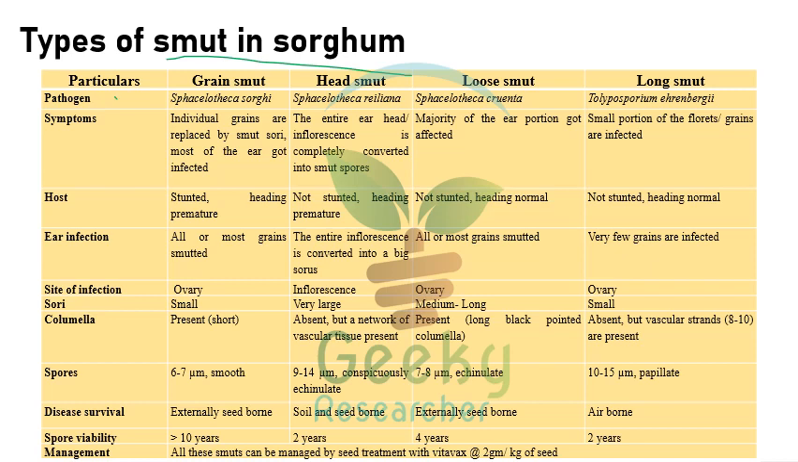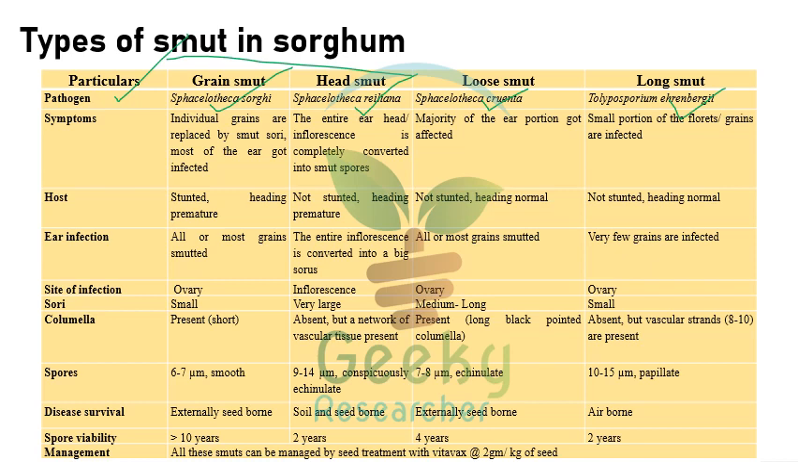So maybe they will ask about the pathogens: grain smut is caused by, or head smut is caused by, or loose smut is caused by, or long smut is caused by. Grain smut is caused by Sphacelotheca sorghi, head smut is caused by Sphacelotheca reiliana, loose smut is caused by Sphacelotheca cruenta, whereas long smut is caused by Tolyposporium ehrenbergii. Here I think the names have changed now. New names came, I think.